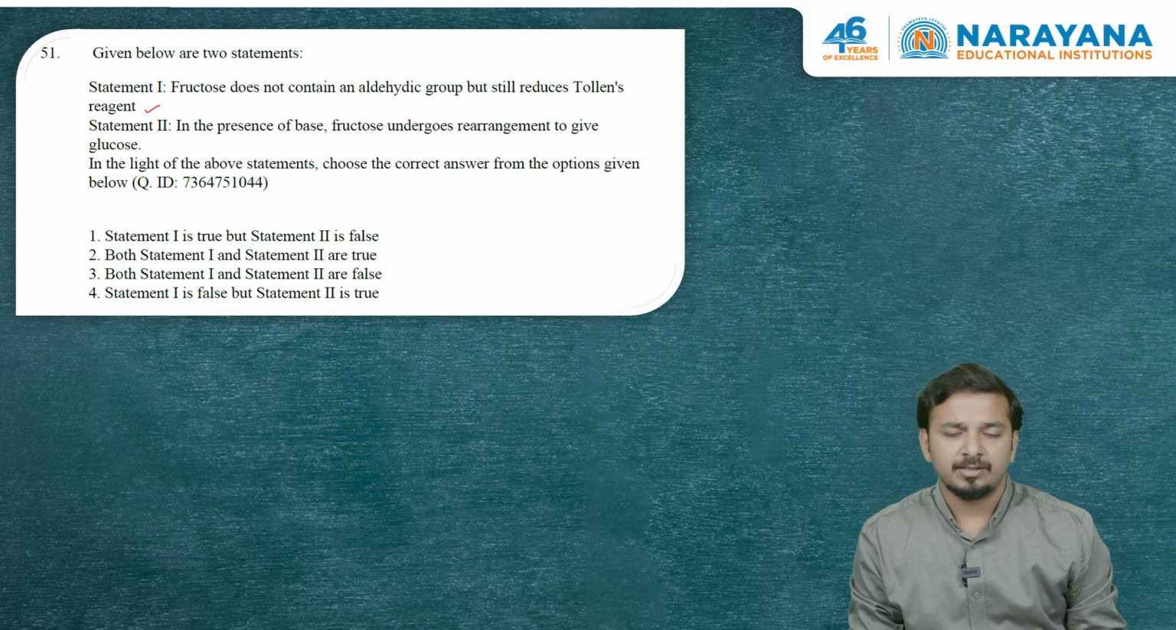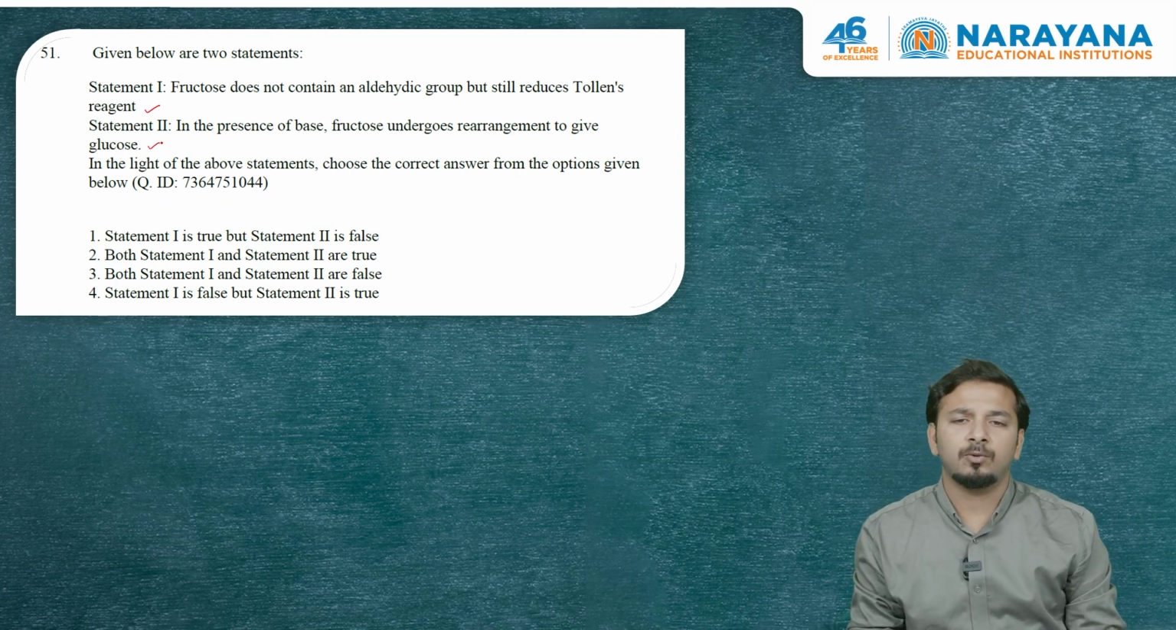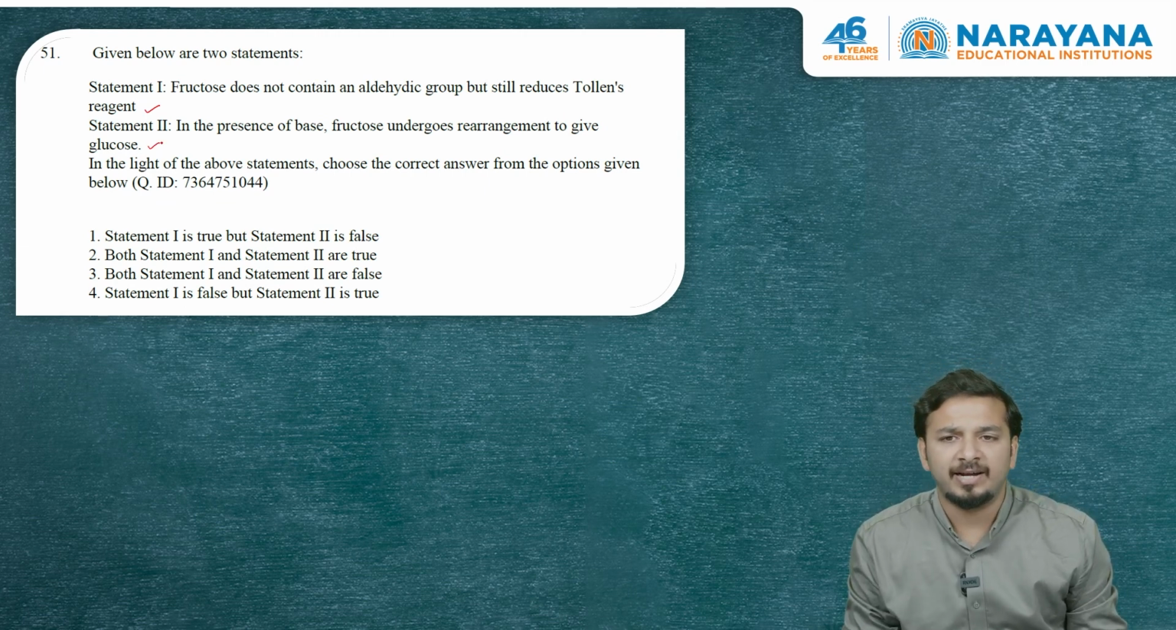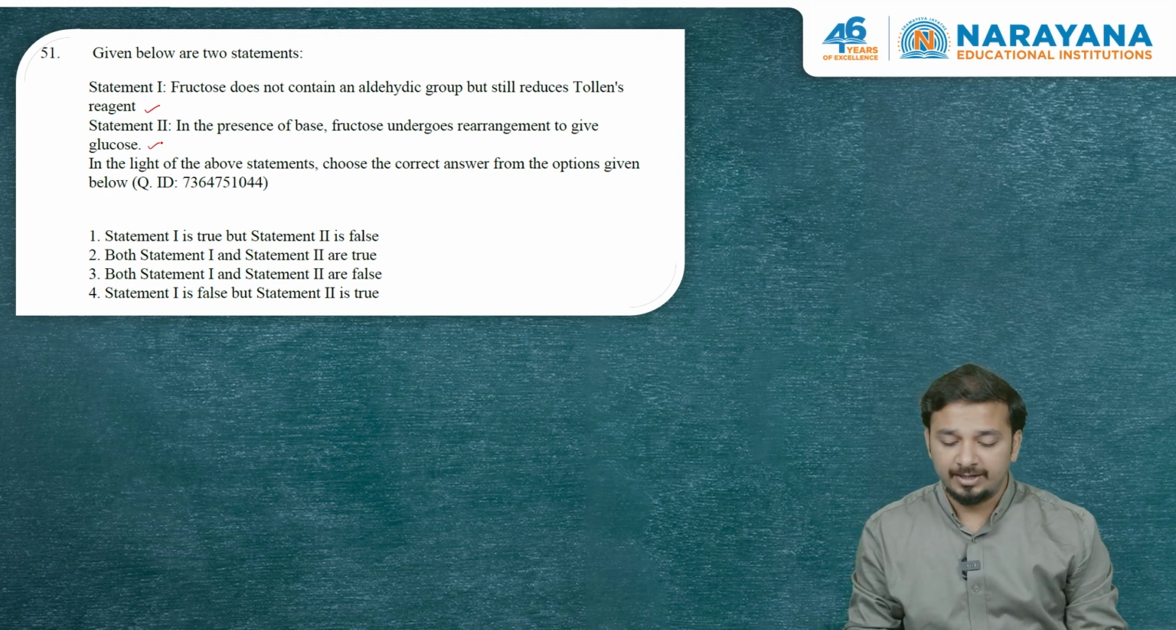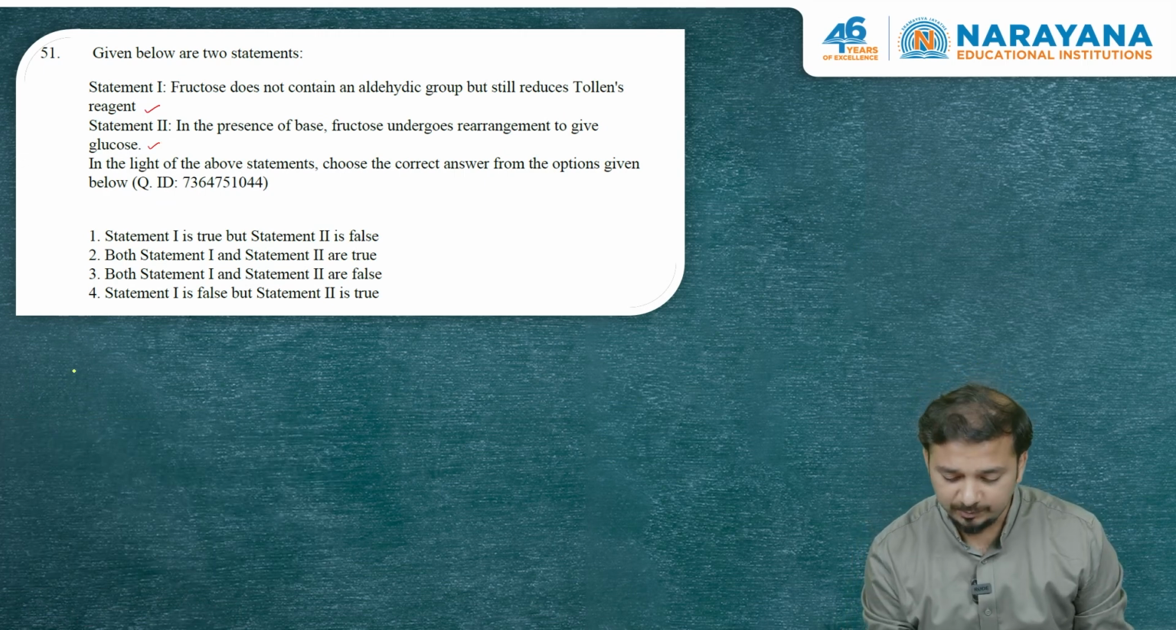The second statement is, in the presence of a base, fructose undergoes rearrangement to give glucose. This statement is also correct and that is the reason why fructose, in spite of not having the aldehydic group, will give the Tollens reagent test. Let's see how it converts to glucose in the presence of a basic medium.